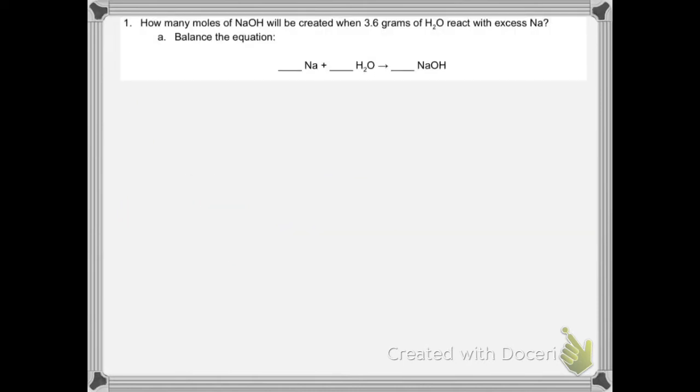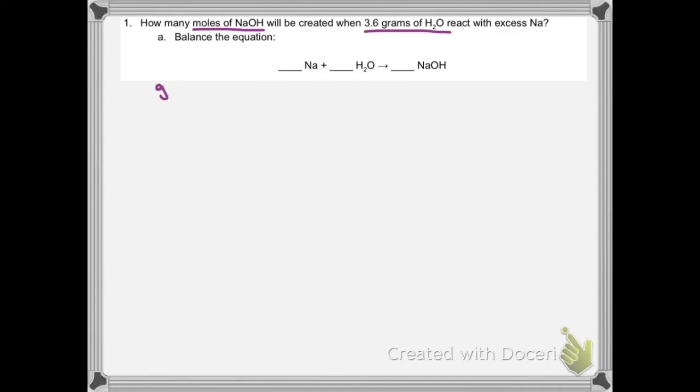So we're going to take a look at the first question on your worksheet. That first question has a lot of information, so we need to look at the whole question real quick. It says: how many moles of NaOH, sodium hydroxide, will be created when 3.6 grams of water react with excess Na? So what that's telling us is we have a reaction with sodium and water. I'm telling you that you have enough sodium for this reaction to happen, but we have this specific amount of water, and we want to figure out how many moles of sodium hydroxide we're going to make.